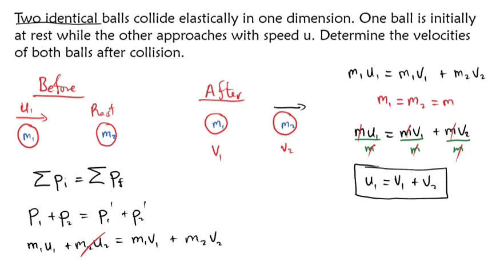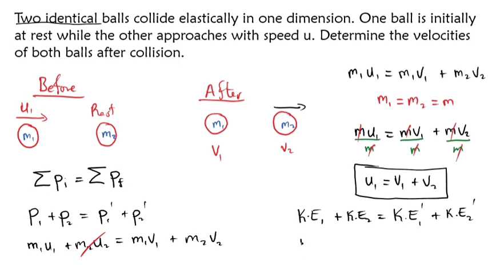Alright, so now let's create another equation. The other equation that we're going to create here is we're going to use kinetic energy. Since kinetic energy is conserved as well, then we know that the sum of the initial kinetic energy is equal to the sum of the final kinetic energy. That is kinetic energy for 1 plus kinetic energy for 2 is equal to kinetic energy for 1 prime plus kinetic energy for 2 prime.